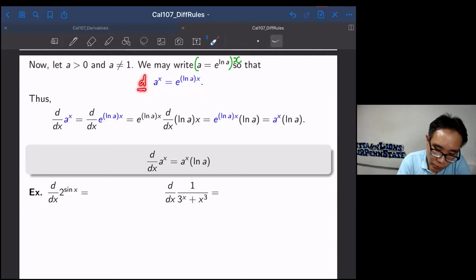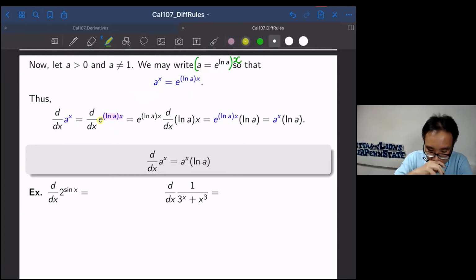So you differentiate both sides. You differentiate a to the x, and that equals the derivative of e to the log a times x. So this is what we get, and this is going to be differentiating the function inside. I'm going to highlight the inside function in pink, and the yellow one turned out to be e. When you differentiate e to the log a, the e part stays the same.